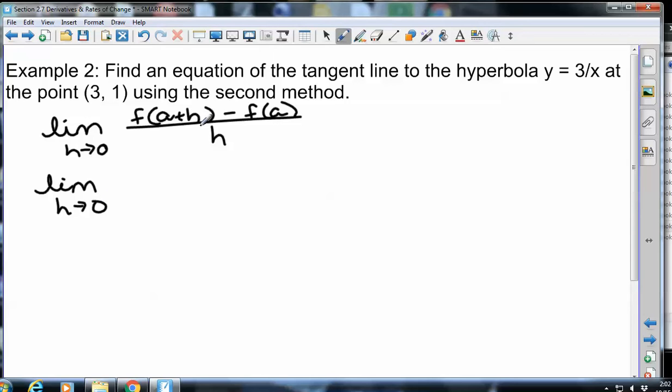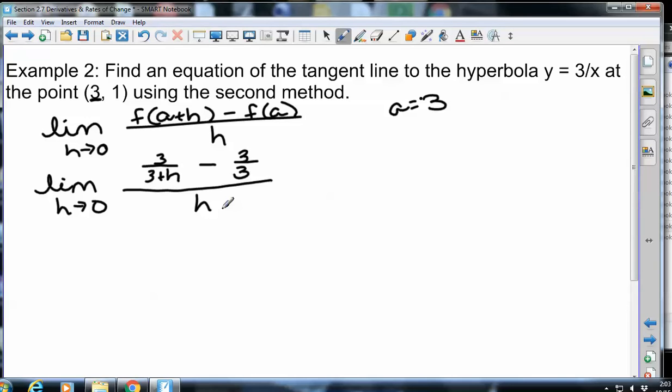Okay, f of a plus h. What is my a value here? What x are you trying to get close to? Oh, sorry. 3. My a is the number your x is getting close to, so my a is 3. So I'm going to do f of 3 plus h. So if you go to your equation, you replace your x with 3 plus h, minus f of a, but my a is 3, so that's 3 over 3, all over h.